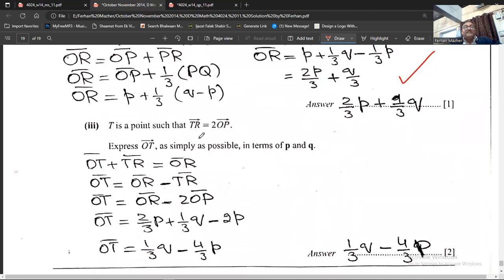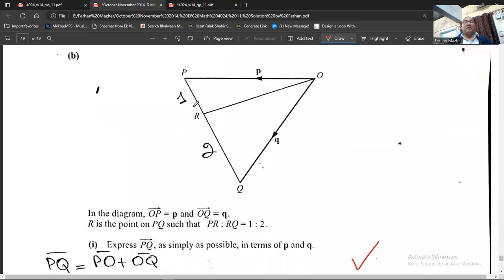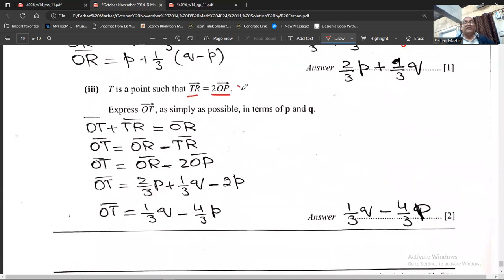Then it says T is a point such that TR is equal to 2 times OP. Express OT as simply as possible in terms of p and q. So OT plus TR is equal to OR. So OT, which is the question, is equal to OR minus TR. So OT will be equal to OR minus 2 times OP. The TR was given here. So OT equals OR, which is 2 by 3 p plus 1 by 3 bracket q, minus 2p.